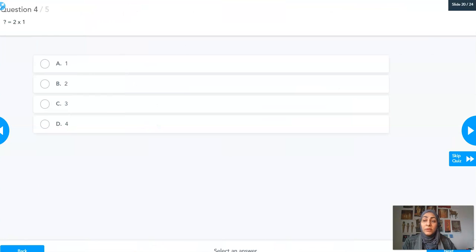Now, sometimes you see the equal sign not at the end but on the other side, which is totally fine. That's why I put this question, so you know there is nothing wrong. You still have the same answer. 2 times 1 is going to be 1 or 2 or 3 or 4. Choose your best answer.